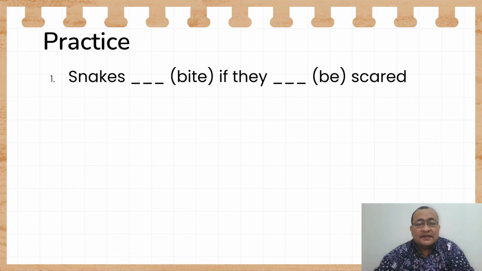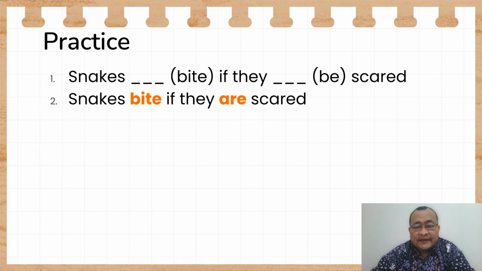Let's see again. Snakes bite if they be scared. So this is zero conditional because it's a fact. Remember the form. Present form in the if clause, present form in the main clause. So snakes bite because that is plural. Snakes, so the verb is bite. If they be scared, because the subject is they, the to be is are. Snakes bite if they are scared.